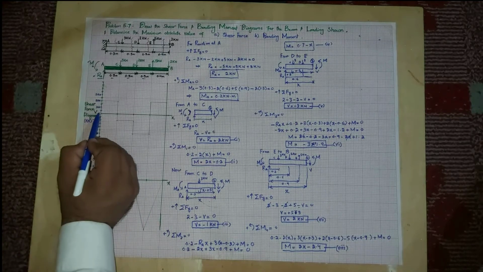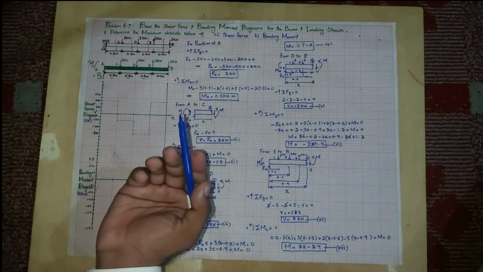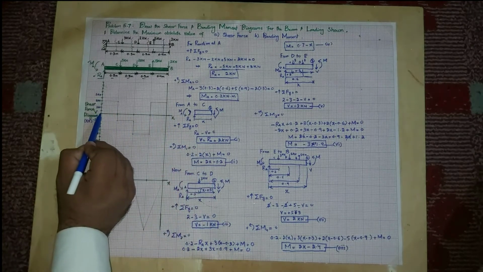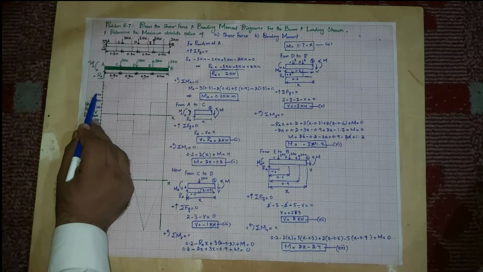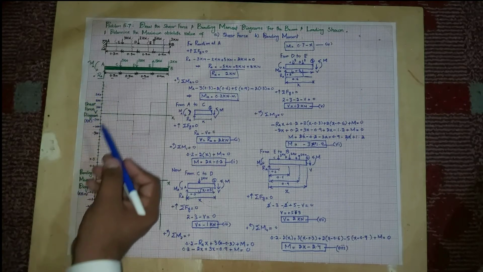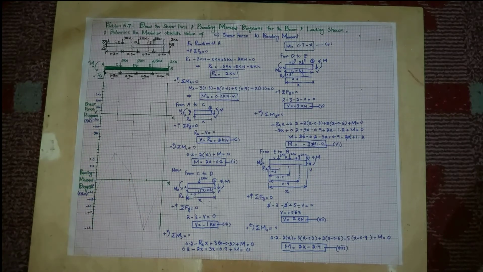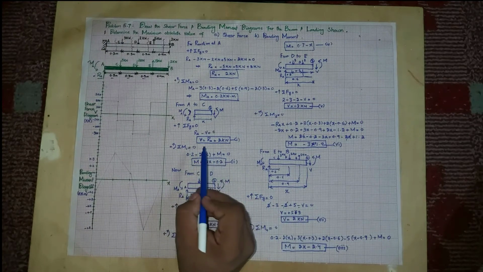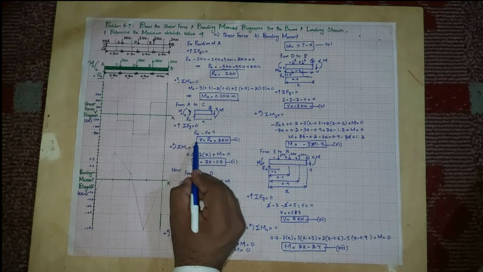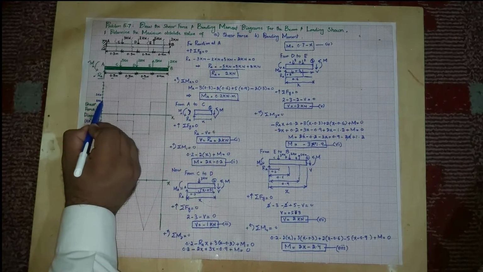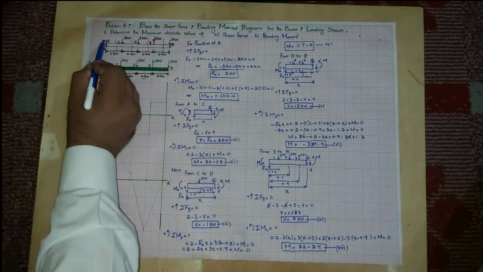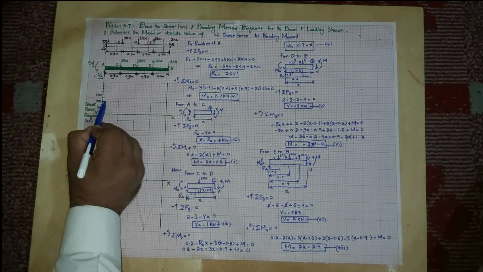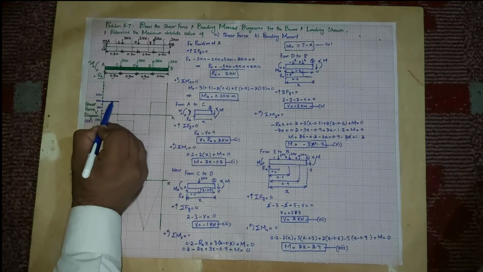I have taken a scale, you can take it depending upon your scale. I have assumed from this point to this point it is 0.5 kilonewton, from this point to this point it is 1 kilonewton, similarly 2 and 3. So let's start from point A to C. From A to C the shear force equation gives 2 kilonewton. So from A to C there is 2 kilonewton, with no change in the shear force.